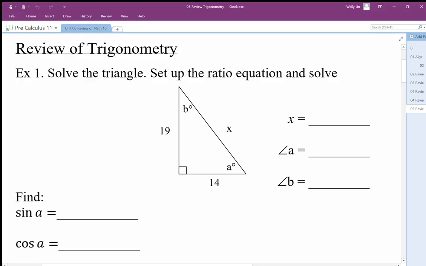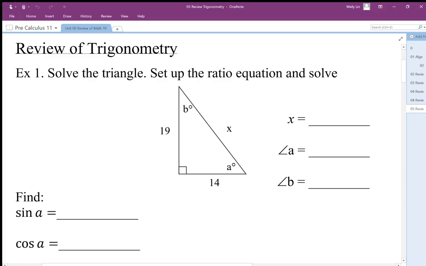So the trigonometry that we learned in grade 10 is triangle trigonometry. We're going to move into circles later on in grade 11, but for now we need to make sure we understand our triangle trigonometry. Our triangle trigonometry is based on this right triangle, and this right triangle holds the Pythagorean relationship.